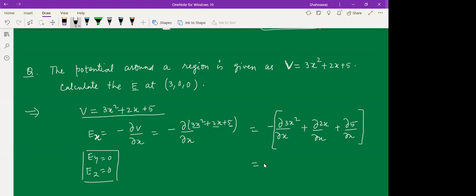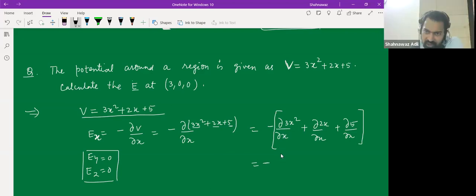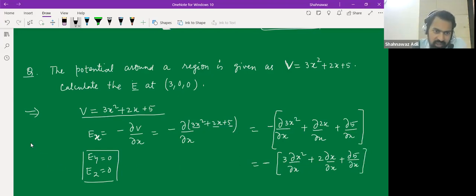Then this 3 is constant, so you can take it outside. You take the differentiation of x square. And for this, 2 is constant, you take it outside and then take the differentiation. And this is the differentiation of a constant. So, Sia, you tell me, what is the differentiation of the algebraic expression? How much is this?